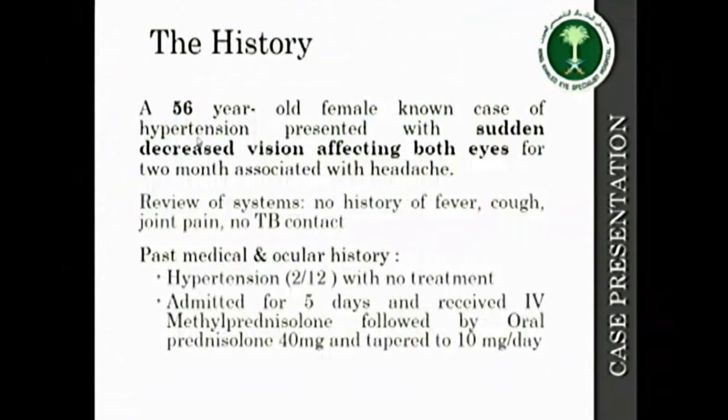A 56-year-old female, known case of hypertension, presented with sudden decreased vision affecting both eyes for 2 months, associated with headache. There is no history of fever, no cough, no joint pain, no TB contact. Past medical and ocular history: hypertension for 2 months with no treatment. Admitted before for 5 days and received IV methylprednisolone followed by oral prednisolone 40 milligrams, tapered to 10 milligrams per day.